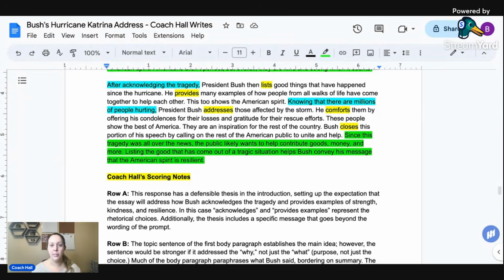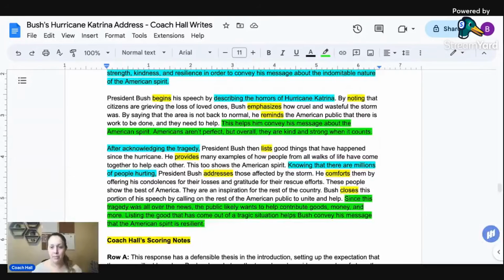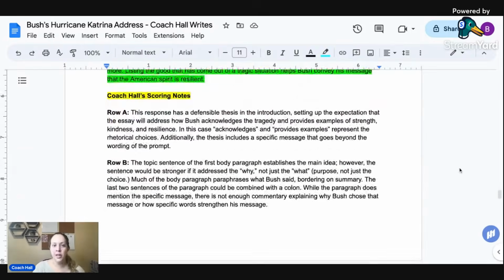However, if you look at the paragraph as a whole, we save the commentary for the end. Actually, if I scroll up here, you could see that happening in both paragraphs. We don't want our commentary to just be at the end. We want it to be woven throughout the paragraph. So this to me represents good ideas that need a little help with the execution. However, this is fixable. So let me show you my scoring notes.